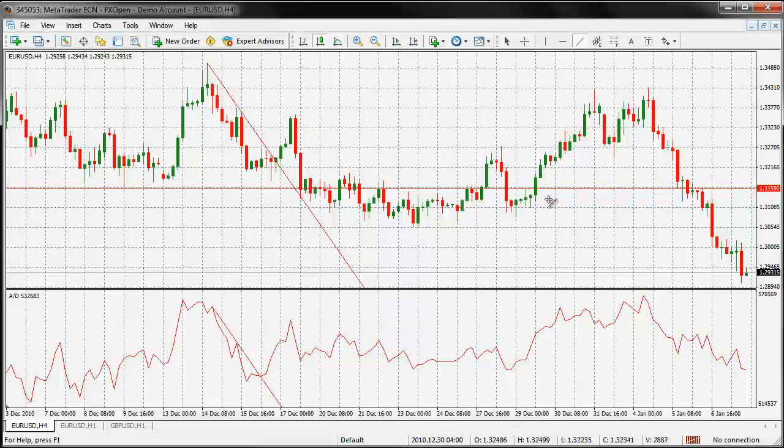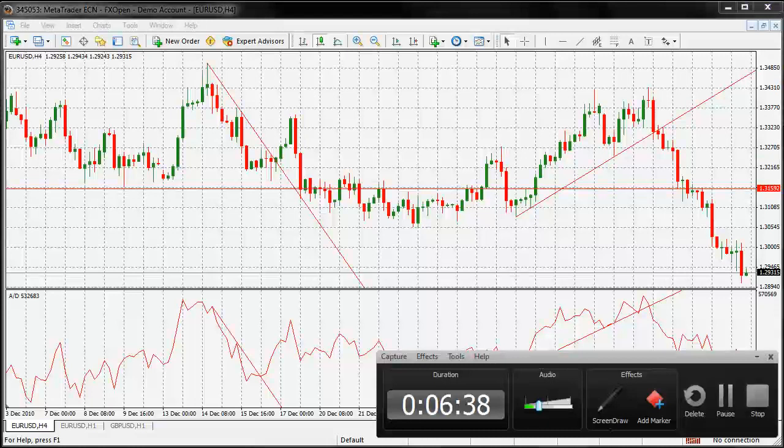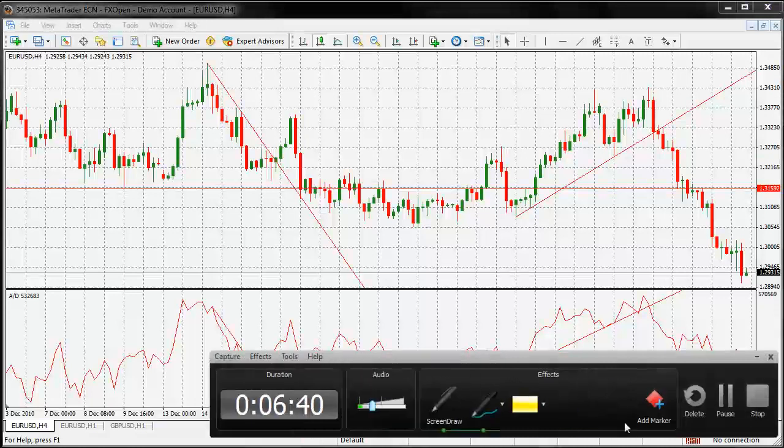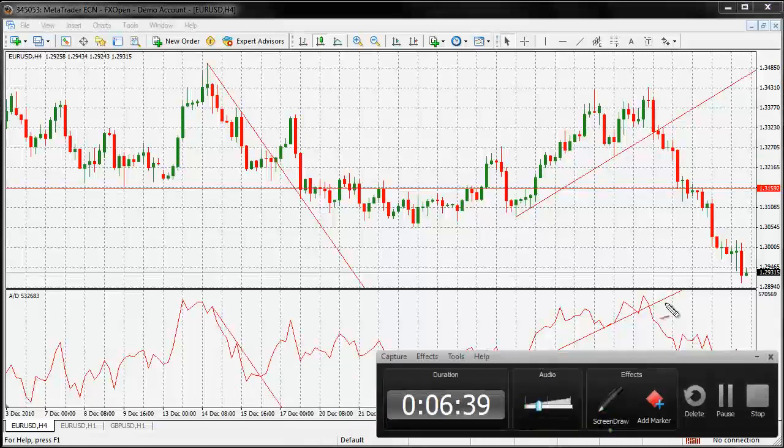Let's show you a short signal. We're going to take it from the low to the next low and then just let the line go off, and you can see a breakout right there. So let's take our line from a low to the next low, and let's get my screen draw pen out so I can show you some areas.